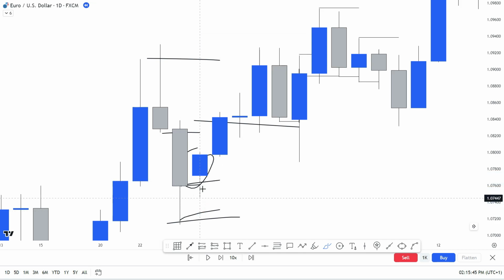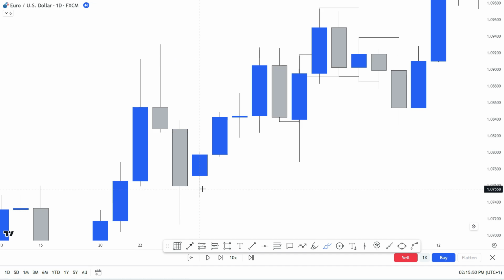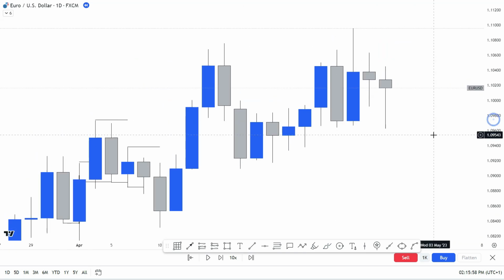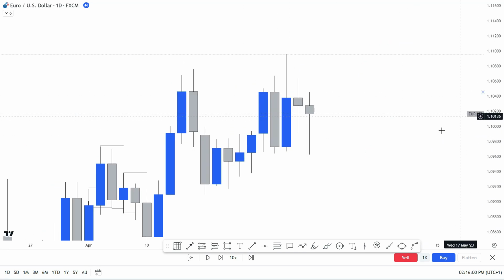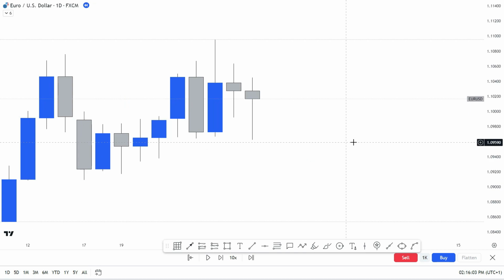So two things here that you must understand is either it takes the wicks, that is the highest point of the candlestick, or the opening or closing price of the candle. Now, enough of that, let's go to the replay, and I'm going to use a replay so that you have a better understanding.